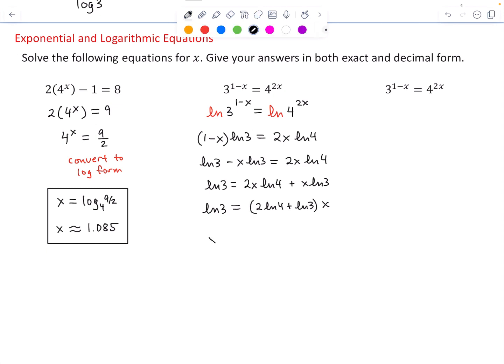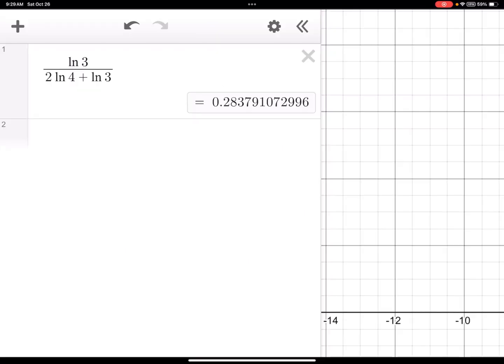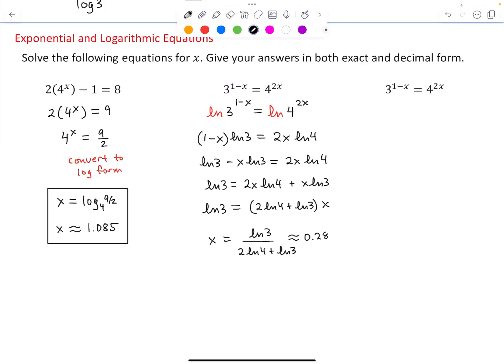So in the end, we get that x must be the natural log of 3 divided by 2 natural log 4 plus natural log 3. And x is successfully isolated, and we can now reach for a calculator to find a decimal approximation. And we get approximately 0.284.